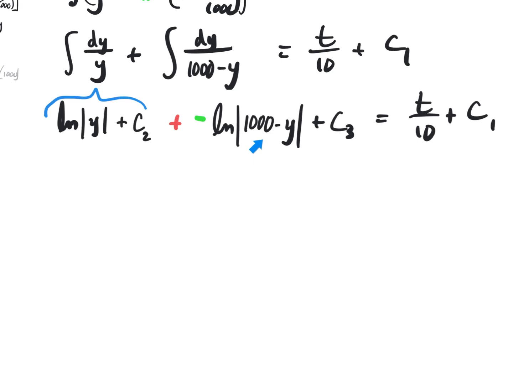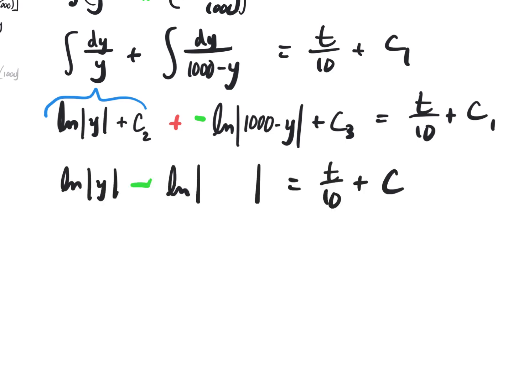But notice you need to use the chain rule. If you went backwards and took the derivative of this, it would be 1 over 1,000 minus y times the derivative of the inside with respect to y, which is -1. So we need this negative sign out front. All right, let's subtract our constants from the left. We'll subtract those constants from this constant, getting a brand new constant. Let's just call that one c. And remember, this is a subtraction because of the chain rule.